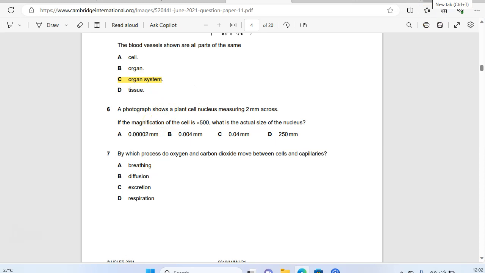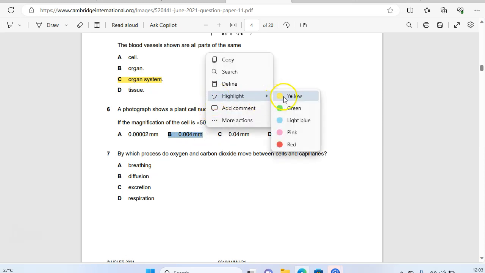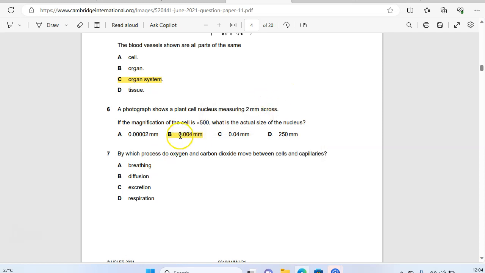All right. To solve this question, you must know the formula. The answer to question 6 is found by the formula only, but I'm just going to tell you the answer here and then I will solve it for you. I'm going to highlight the answer, which is 0.004 millimeter. Now we're going to solve it.